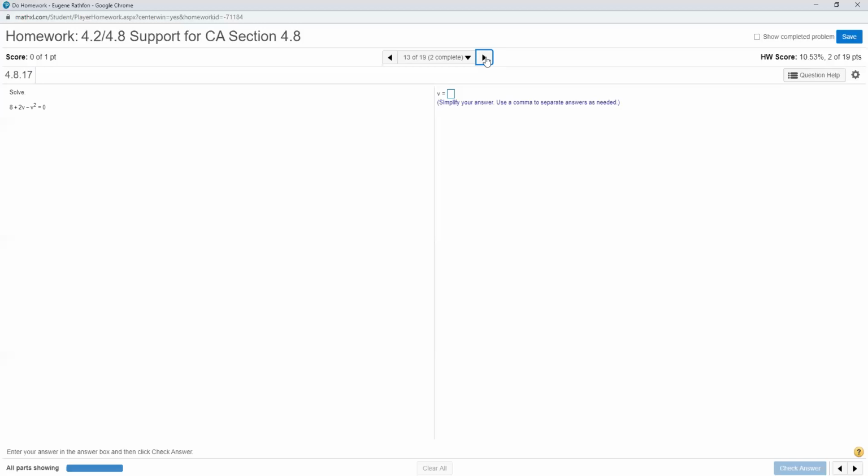All right, so this one I'll do. I got 8 plus 2v minus v squared equals 0. All right, so let me go to my screen.